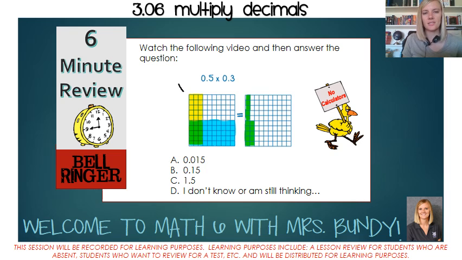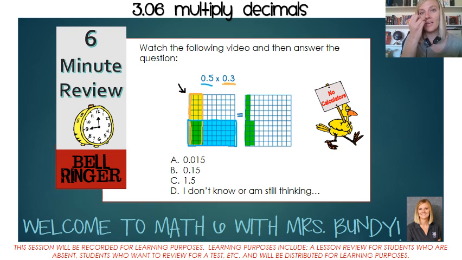In our first hundreds grid, you can see that there are some shapes shaded in yellow. Those 3 rows are shaded in yellow, and that is what represents our 0.3. Remember that 0.3 equals 3/10, so 3 rows of 10 equals 0.3. Then we have 5 rows shaded in on the bottom, and that is how our 0.5 is represented, or 5/10, 5 rows of 10.